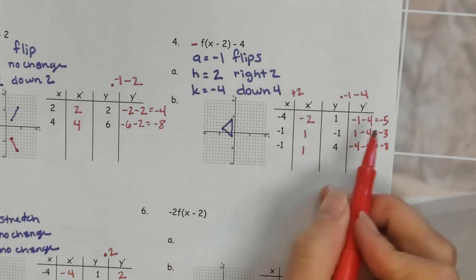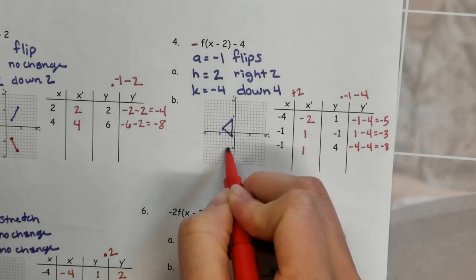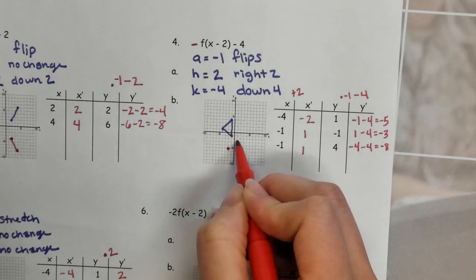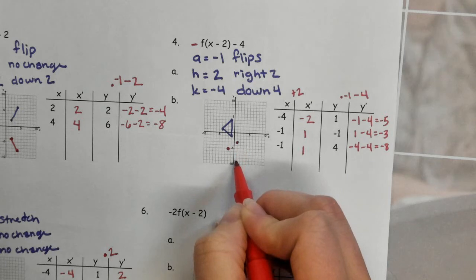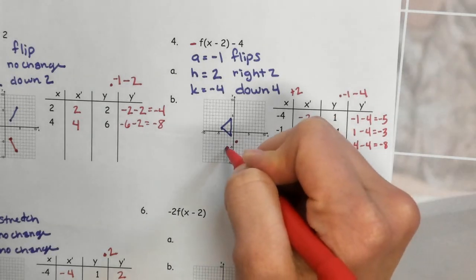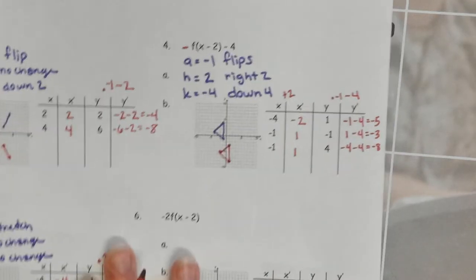So -2, -5 is right here. 1, -3, and 1, -8. And there's my new graph.